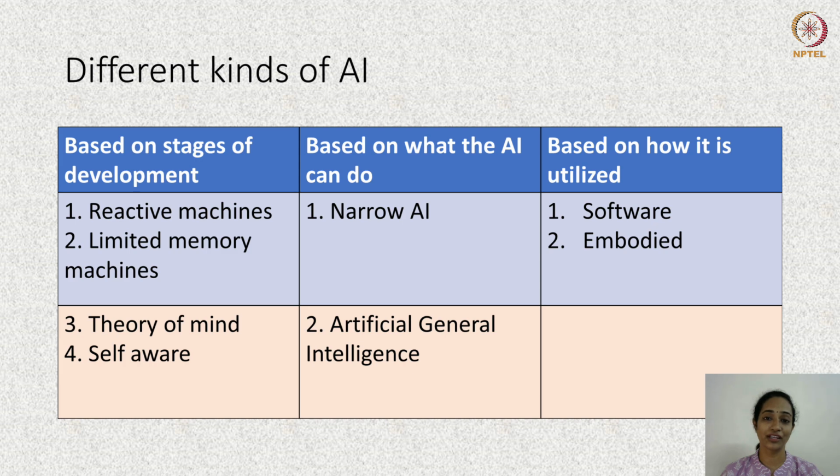If the artificial intelligence system is downloaded as an application on your mobile or on your computer and used as such, then it is software. However, if it has a physical body in which it comes, then it is called embodied artificial intelligence. Robots are embodied artificial intelligence. So now, having seen what are the different kinds of artificial intelligence, let's look at what are its common applications.